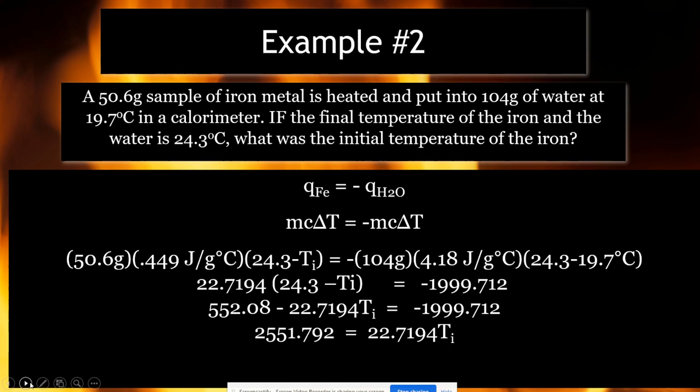Okay, so then we will add this over and subtract that over, to get everything on the same side. And then solving for Ti, we get 112 degrees Celsius as our initial temperature.